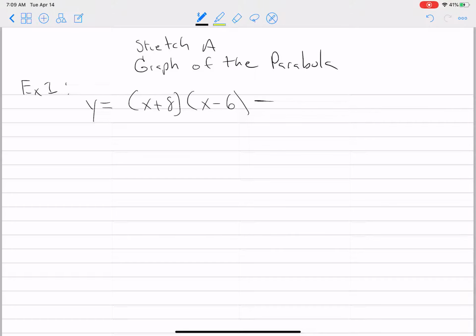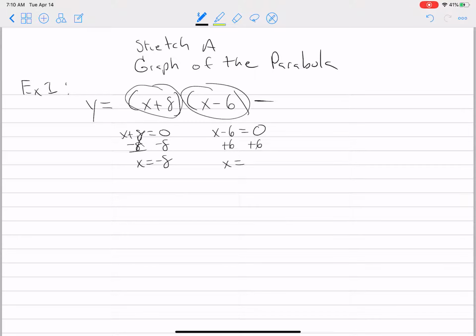Hopefully you paused and looked at this and said, well, I have two factors. I've got to set them equal to 0. So x plus 8 equals 0, minus 8 minus 8, x equals negative 8. And x minus 6 equals 0, plus 6 plus 6, x equals 6. So these are my x-intercepts, or my roots. One of them is (negative 8, 0), and one of them is (6, 0). I'm looking pretty good.